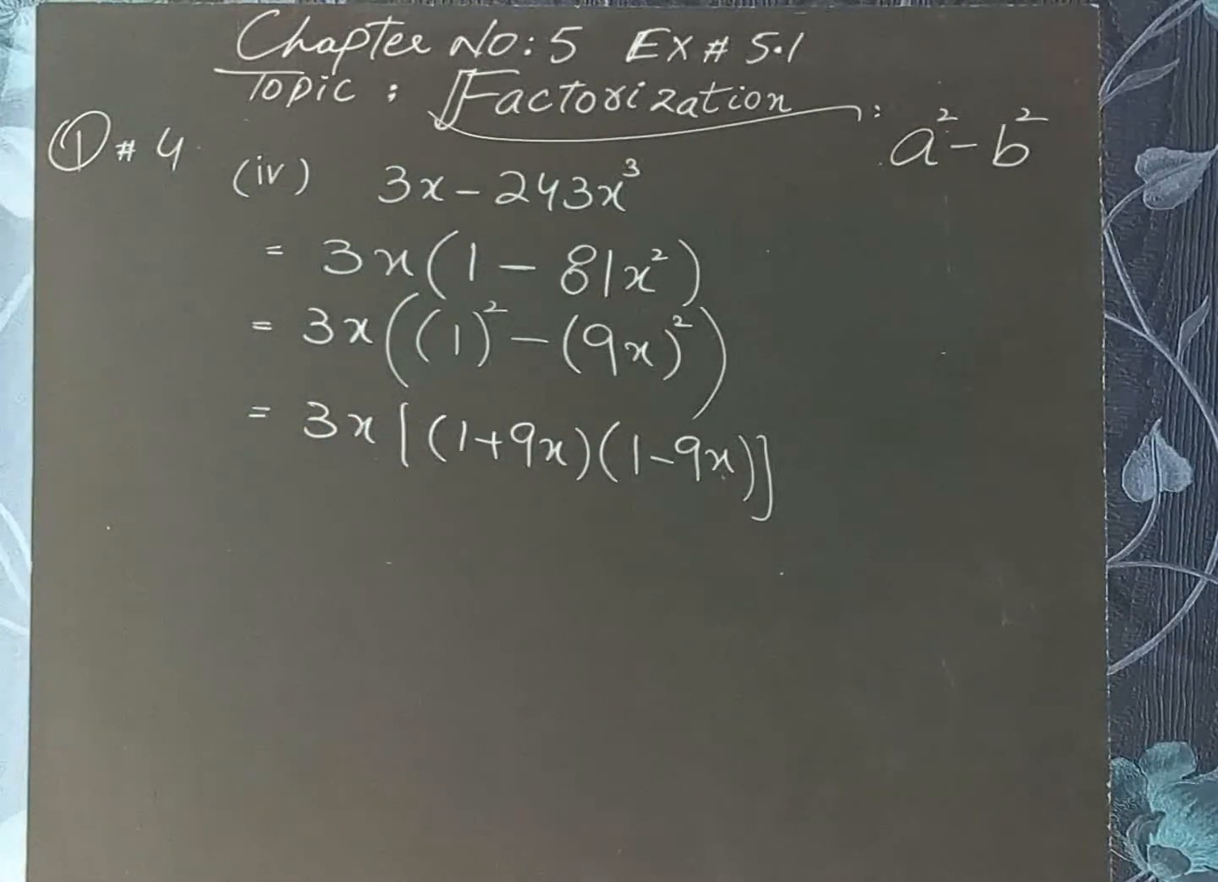So these are the factors of this expression. Here we discussed two more types of factorization. The first was a squared plus minus 2ab plus b squared, and the second was a squared minus b squared. How to open this?